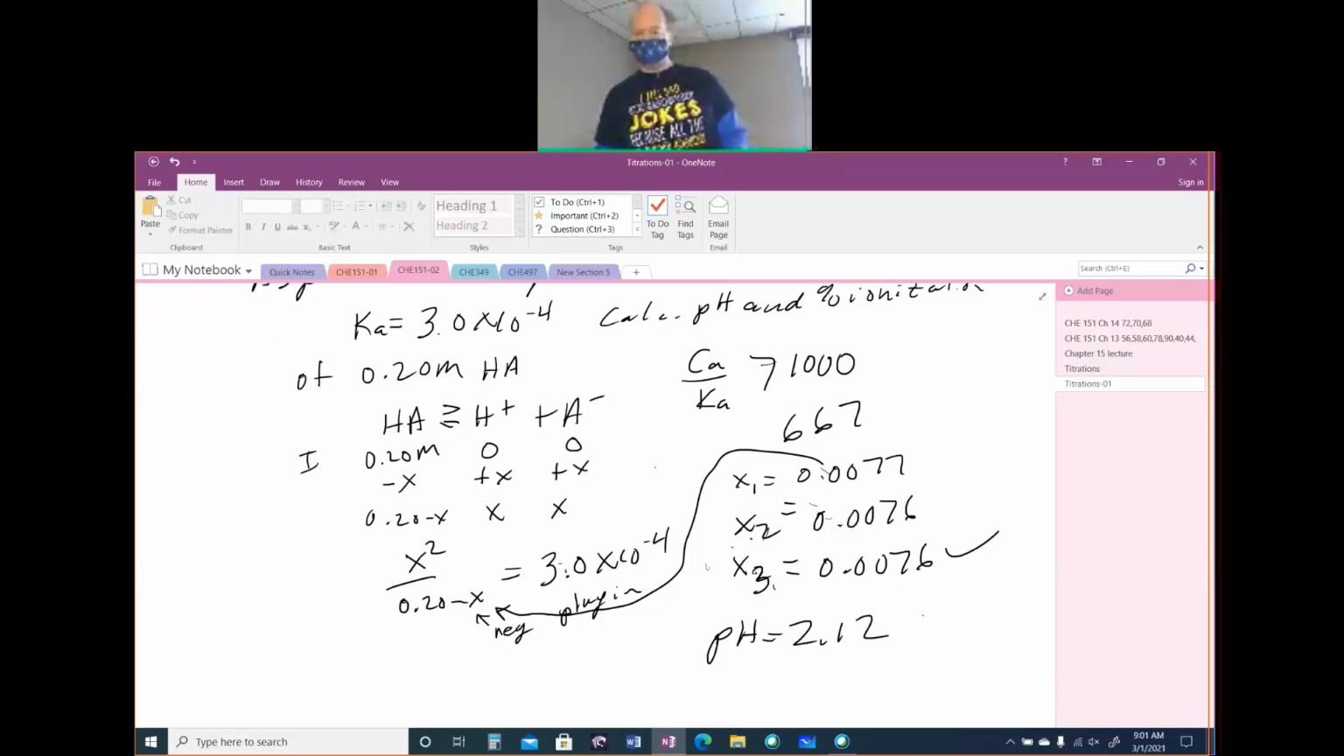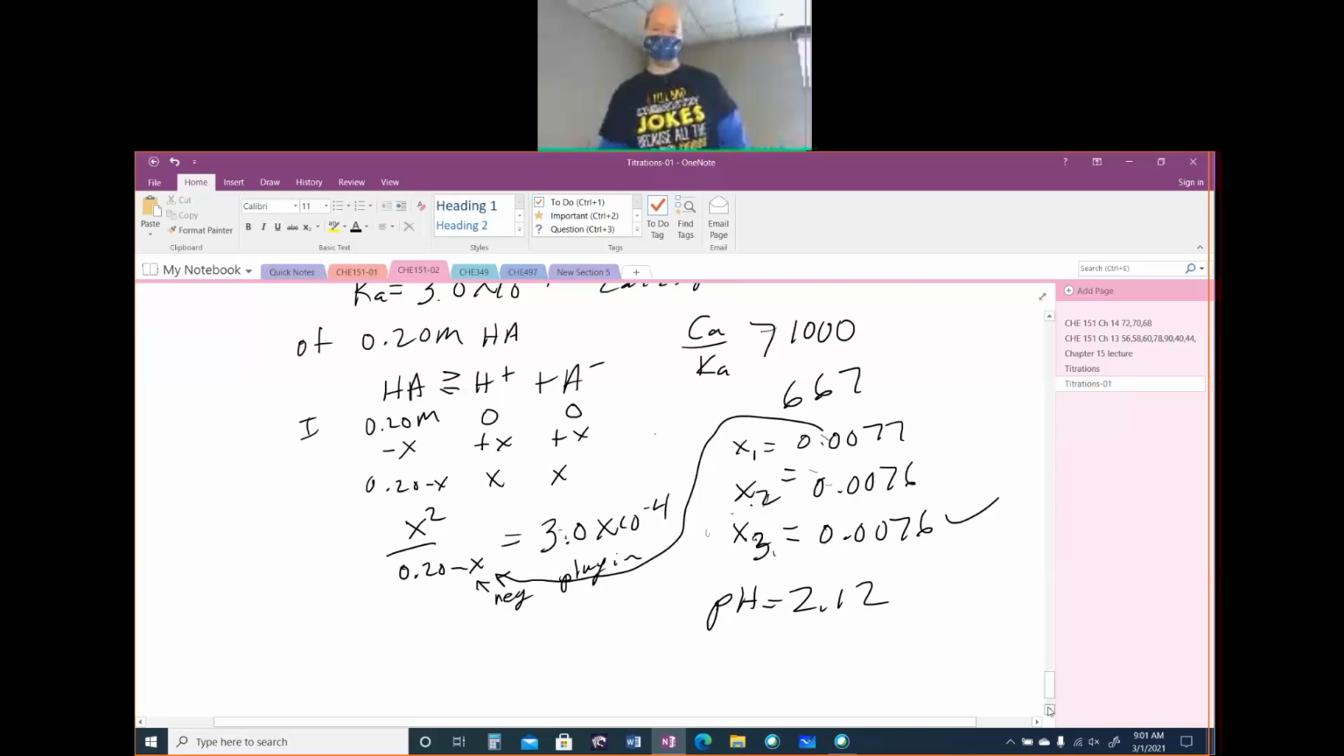All right, so again, if it's multiple choice, the answer might be 2.12 or 2.11, which would be what you got if you took the first answer. But if this is show your work, you always have to do the Ca over the Ka. If it is not greater than 1,000, then you have to do the quadratic or successive approximation.